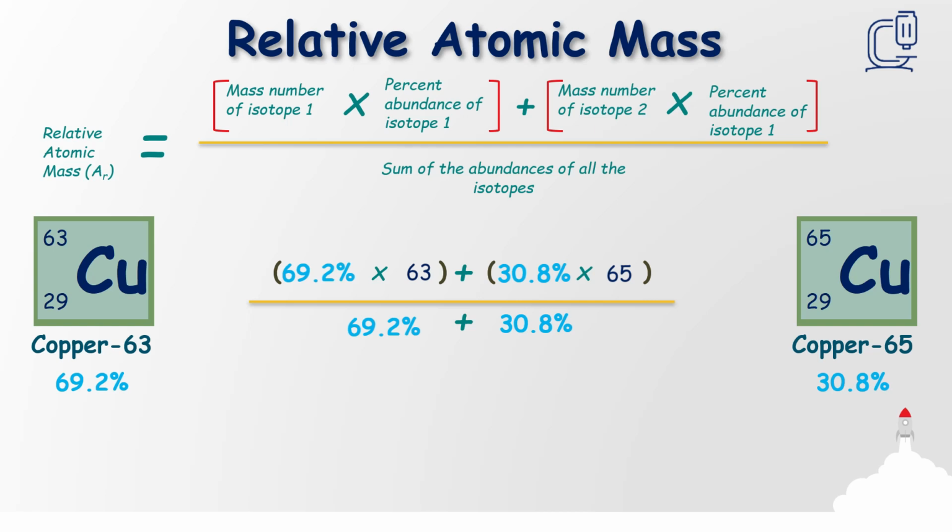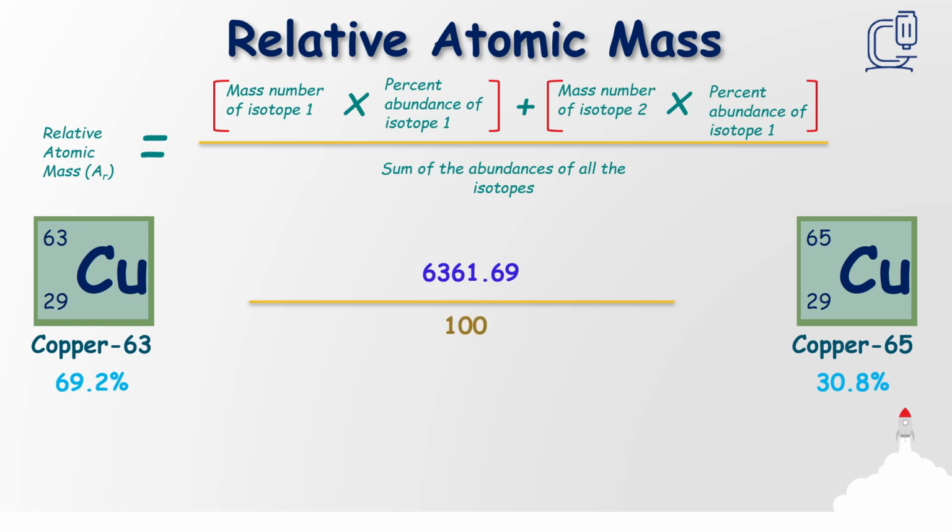So calculating 69.2 times 63 gives us 4,359.6, and 30.8 times 65 gives 2002. And then we add these to get 6,361.6, and then we divide this by 100, which gives us 63.616 as our answer. But since the question asks for an answer to 1 decimal place, we get a final answer of 63.6 as a relative atomic mass. So the average mass of a copper atom is 63.6.